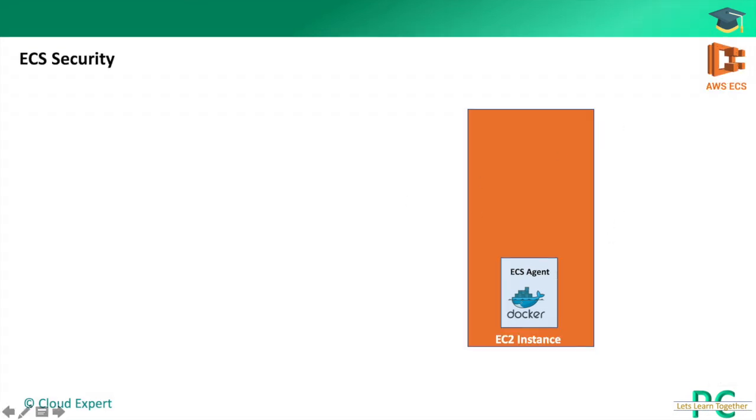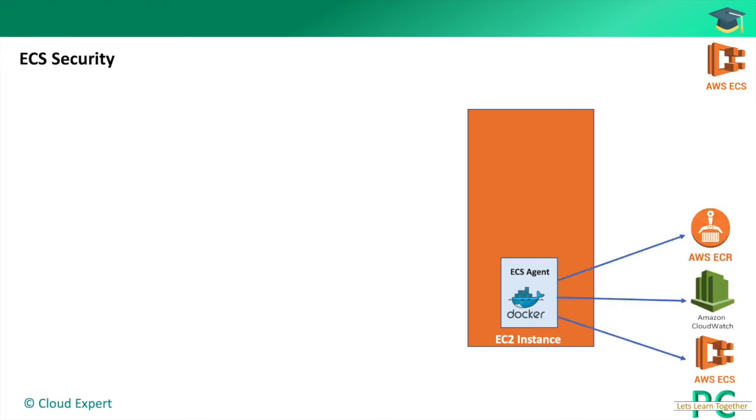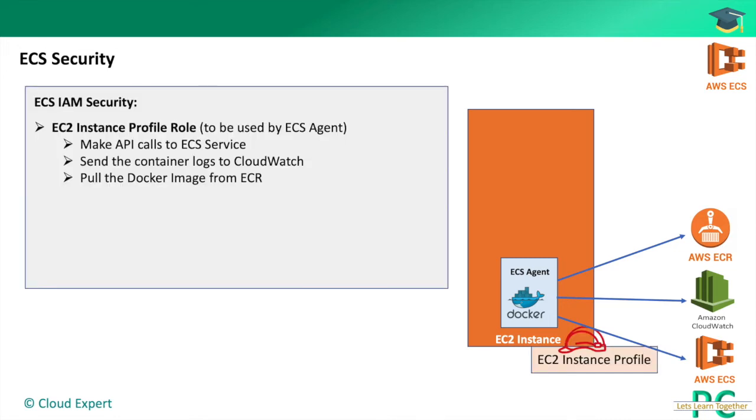Let's assume this EC2 instance is part of an ECS cluster, and this EC2 instance has an ECS agent installed. Now in an ECS cluster, the ECS agent performs many different tasks, like it has to communicate with the ECS service. The ECS agent sends the container log to CloudWatch. It pulls the Docker image from ECR. Now we have to provide the required privileges for the ECS agent to work properly. And how can we do that? We can achieve that using an EC2 instance profile.